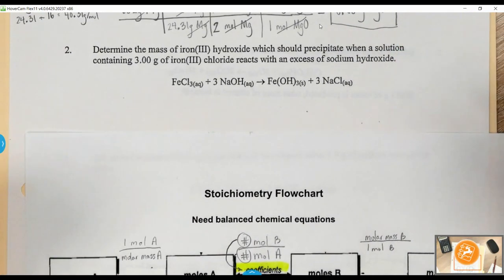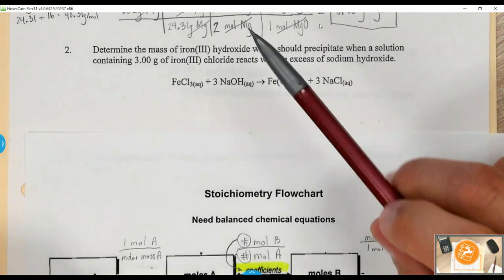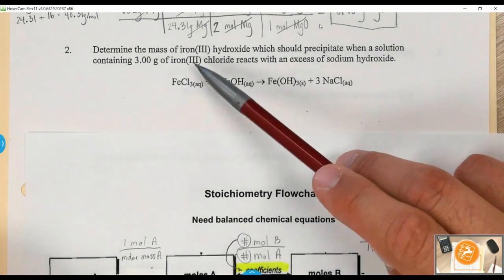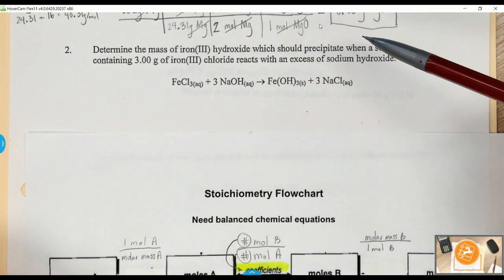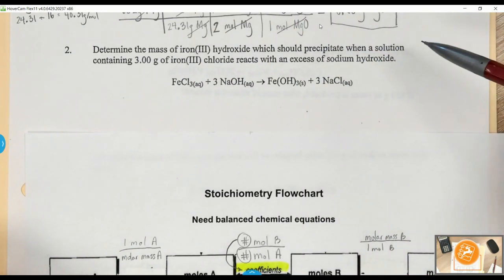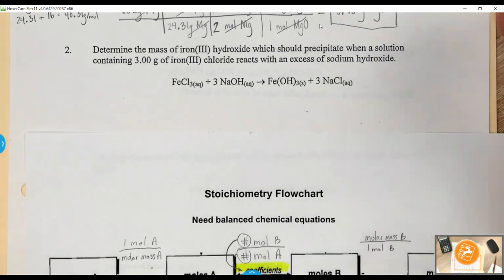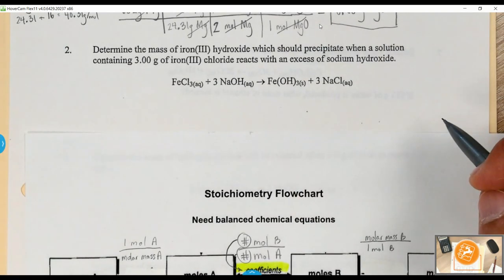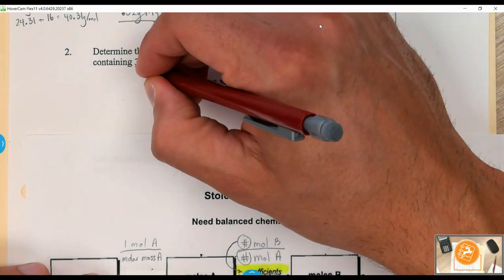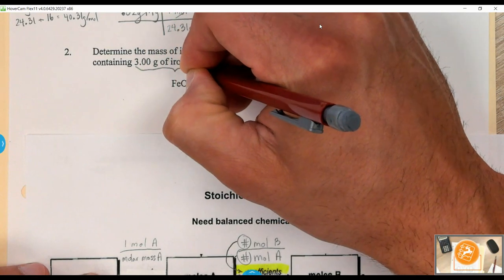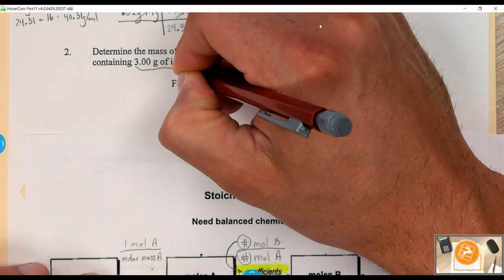It says determine the mass of iron 3 hydroxide, which should precipitate when a solution containing 3 grams of iron 3 chloride reacts with an excess of sodium hydroxide. So they're like, wait a minute. I see iron 3 hydroxide, iron 3 chloride, and sodium hydroxide. Now I got 3 things. How do I know what's what? Well, the one with the number is going to be substance A. So 3 grams of iron 3 chloride. That's A.